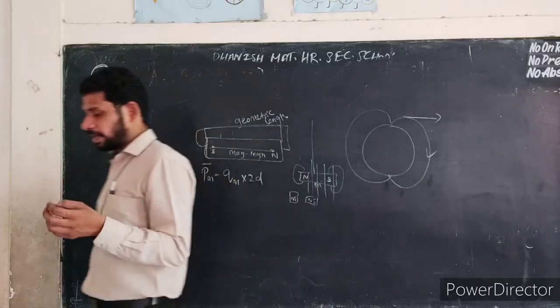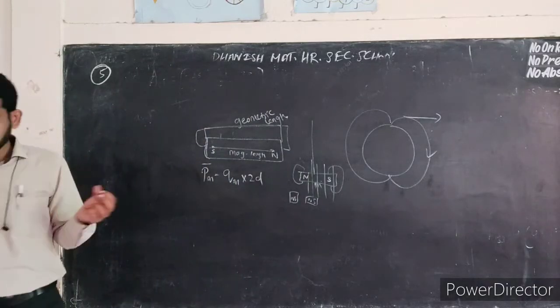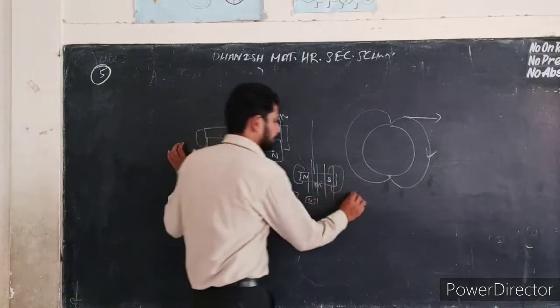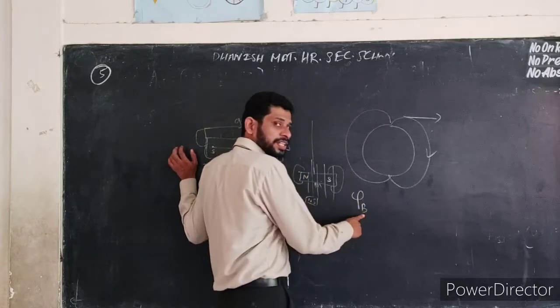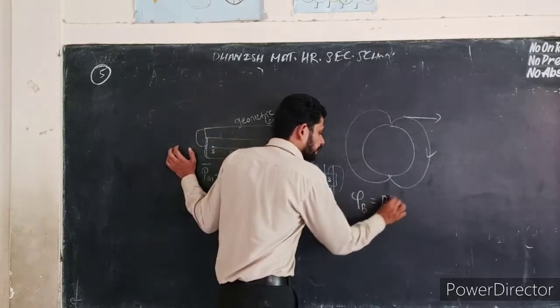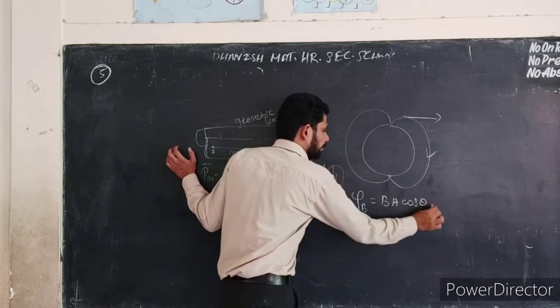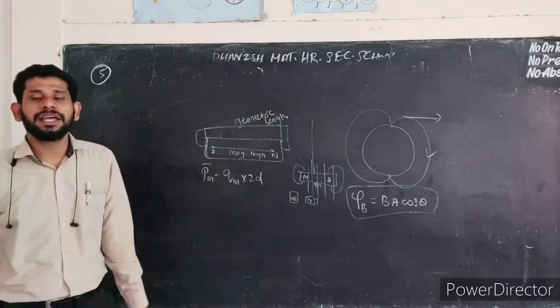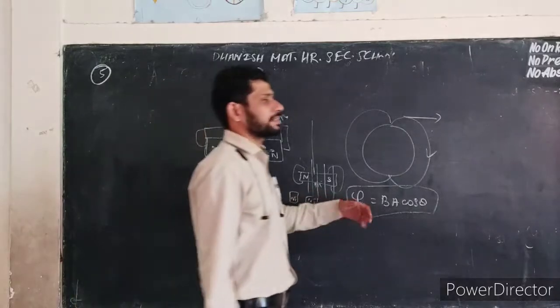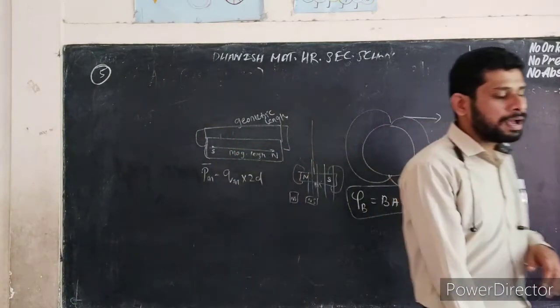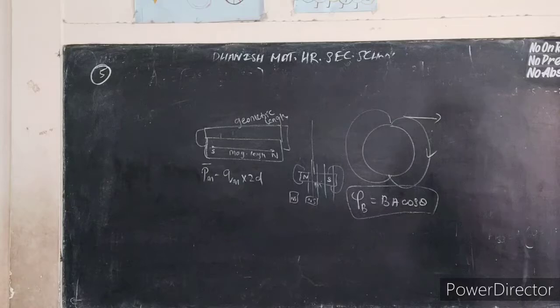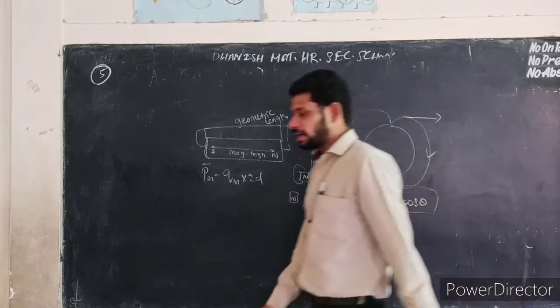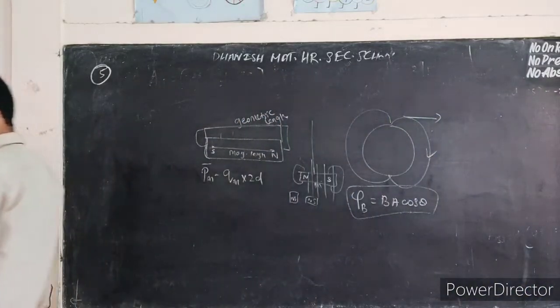Passing through a given area is called magnetic flux. Here we have to deal with phi B, which is BA cos theta. Magnetic flux is the number of magnetic field lines passing through the given area.